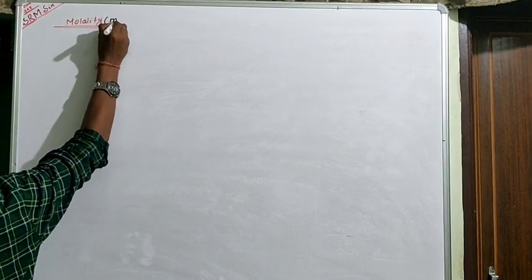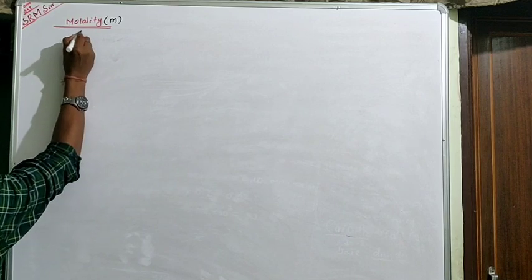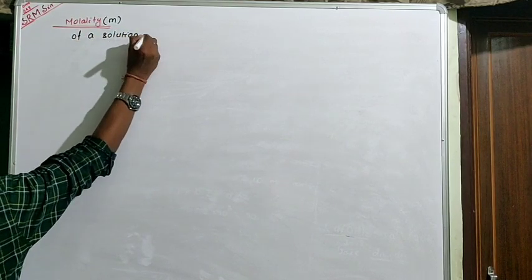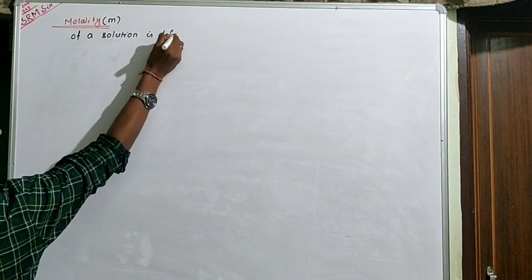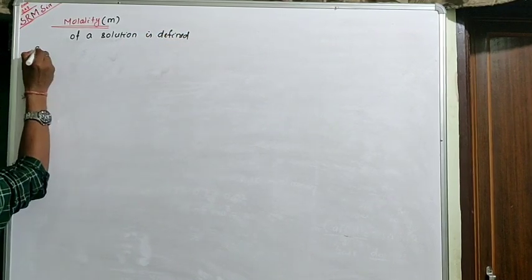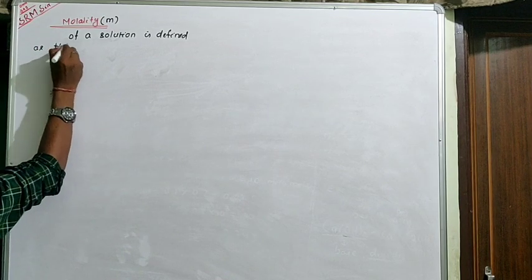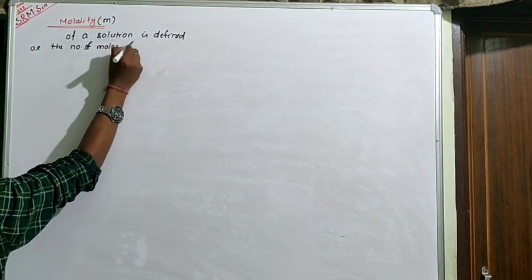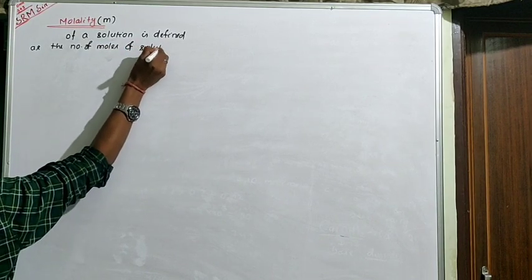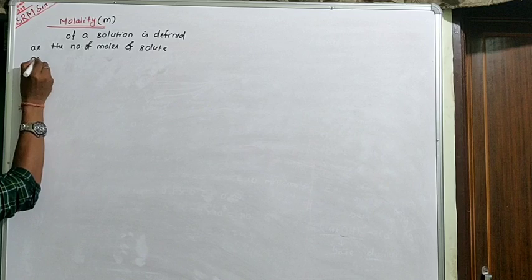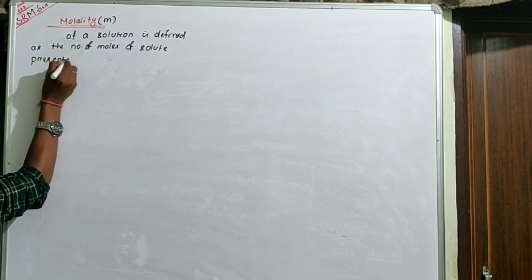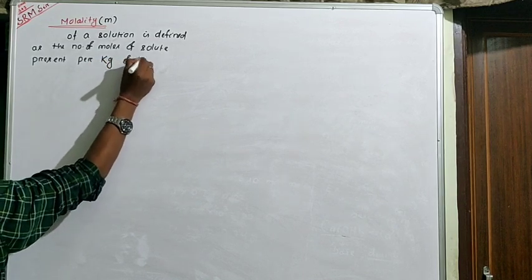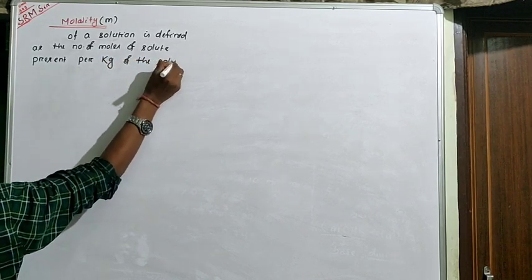Small m. Molality of a solution is defined as the number of moles of the solute present per kg of the solvent. Per kg of the solvent.